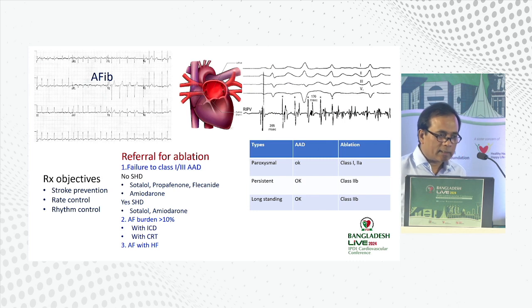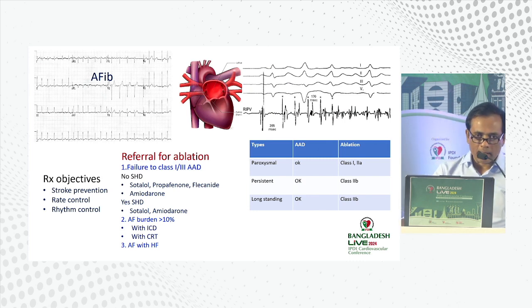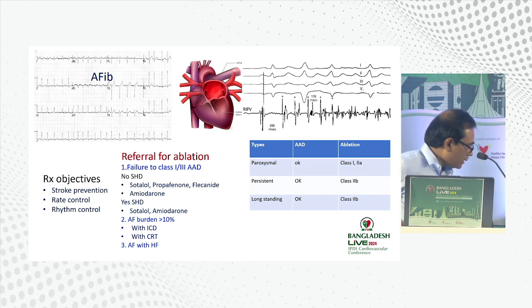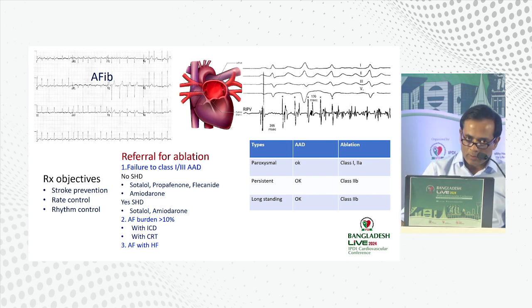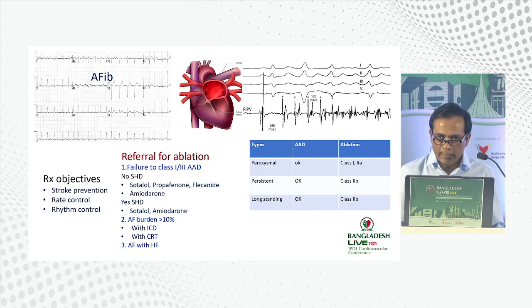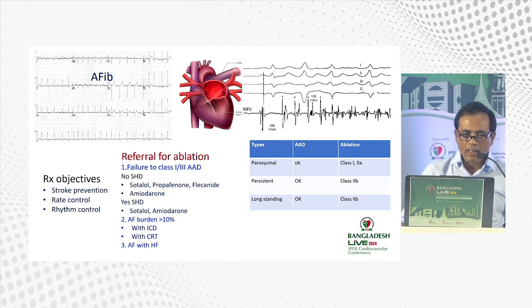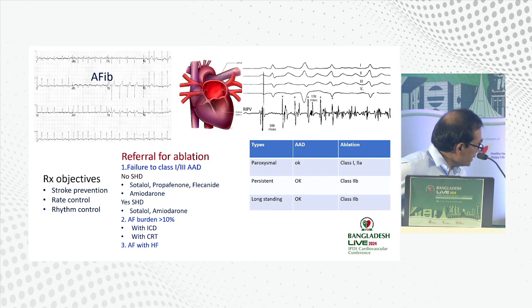This is another situation, one of the common examples of the commonest sustained arrhythmia, that is atrial fibrillation. We know the objectives of treatment of atrial fibrillation are these three: stroke prevention, rate control, and rhythm control. When rate control or rhythm control, either one or both, cannot be achieved by medical management, then the physician can take the decision for ablation. And we know there are three types: paroxysmal, persistent, or long-standing.